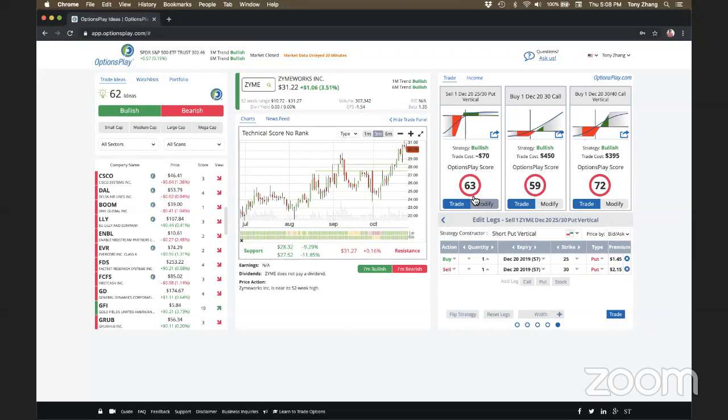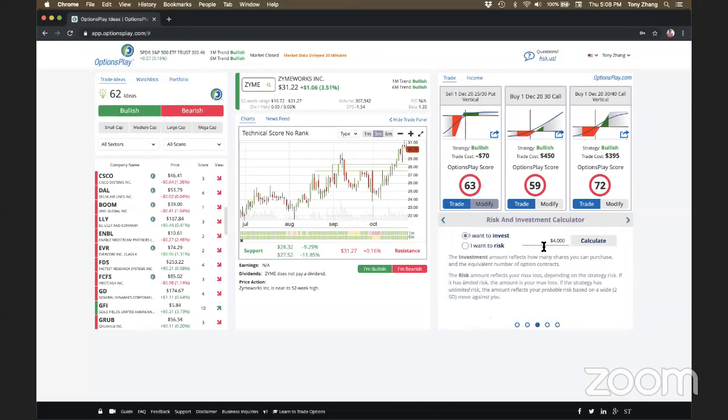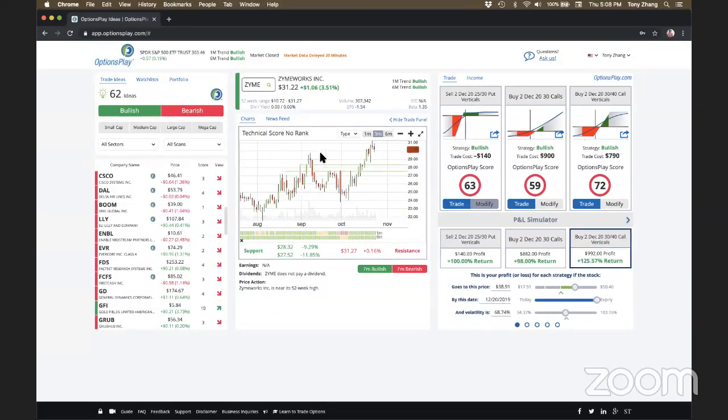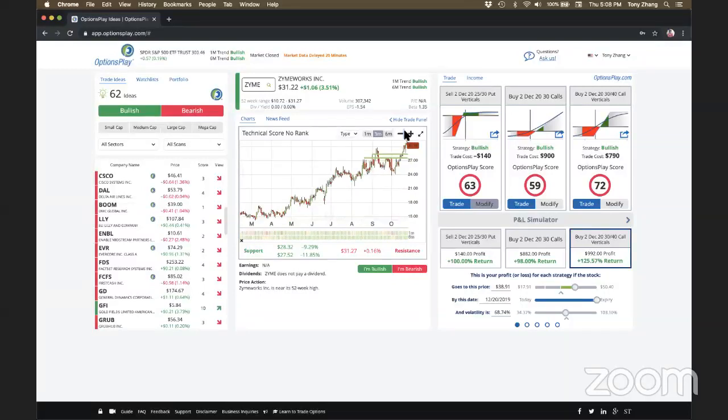These aren't all great examples, but let's take a look. Say I'm willing to risk $1,000. This stock really broke above this, let's just call it a $30 resistance level. That's now support. So do I think this stock is going to move significantly higher?